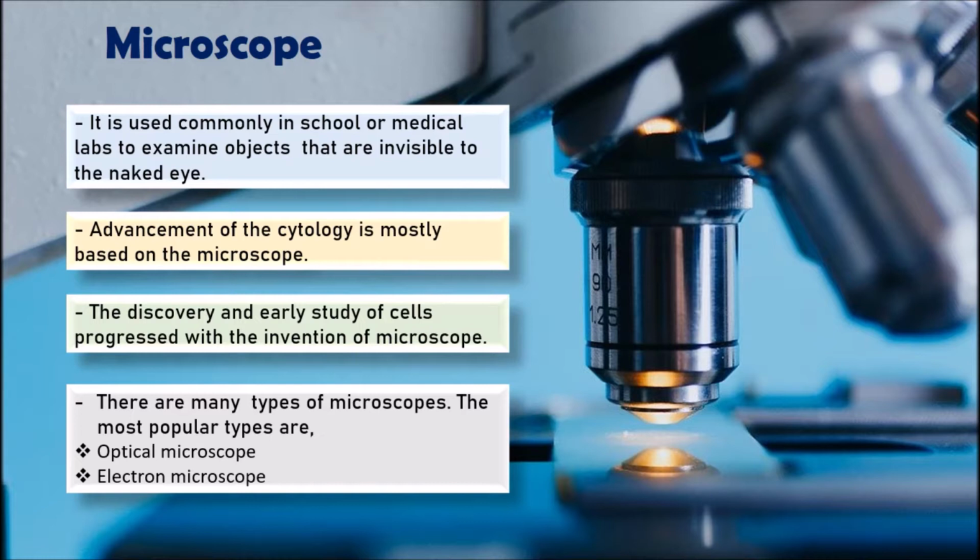The optical microscope is able to produce images using visible light refracted by lenses. It is the most common microscope. In the electron microscope, an electron beam is passed through the specimen and the pattern of electrons passed through the specimen is used to produce an image on its screen.